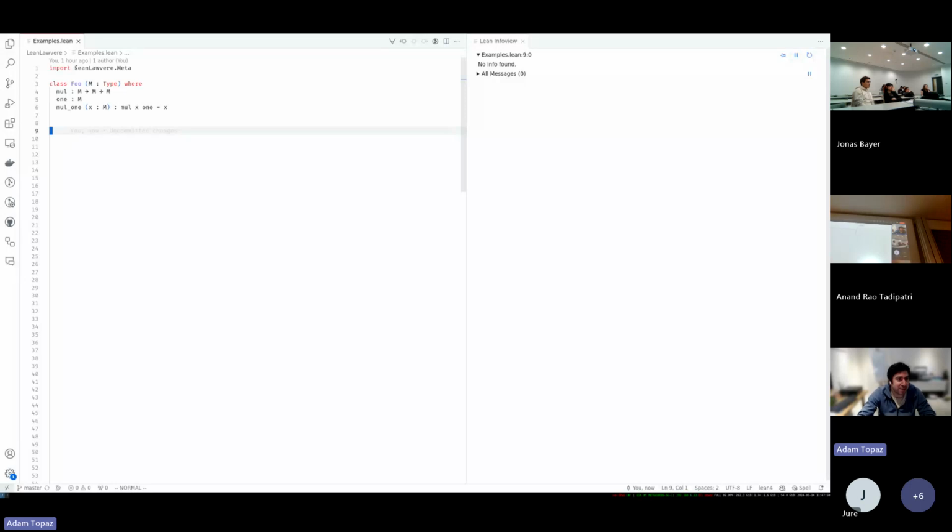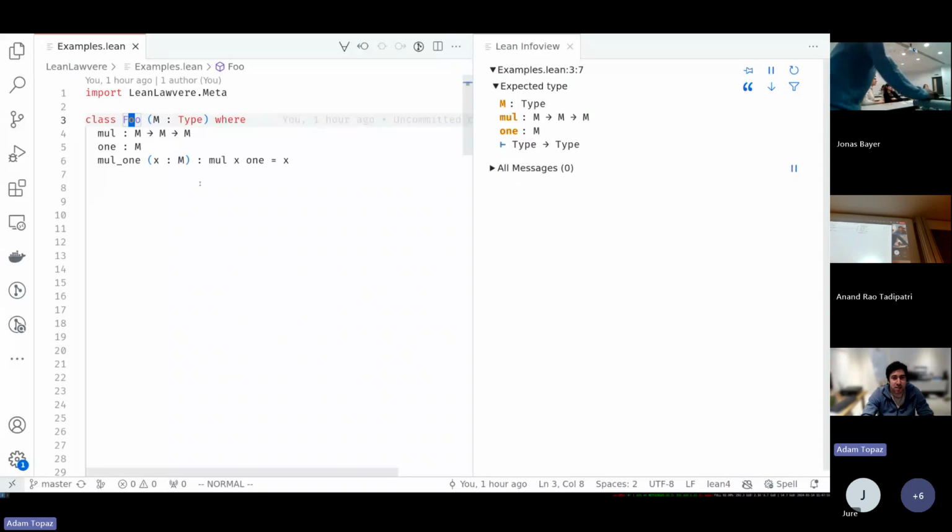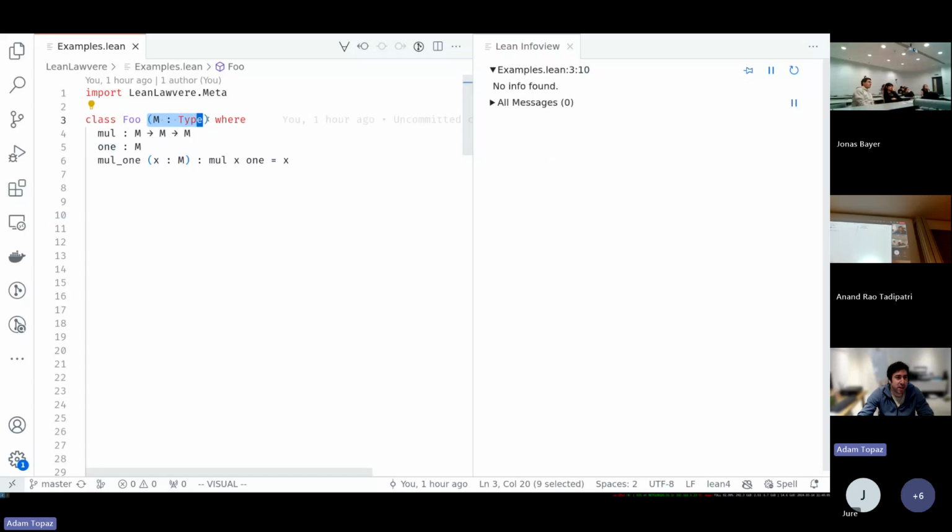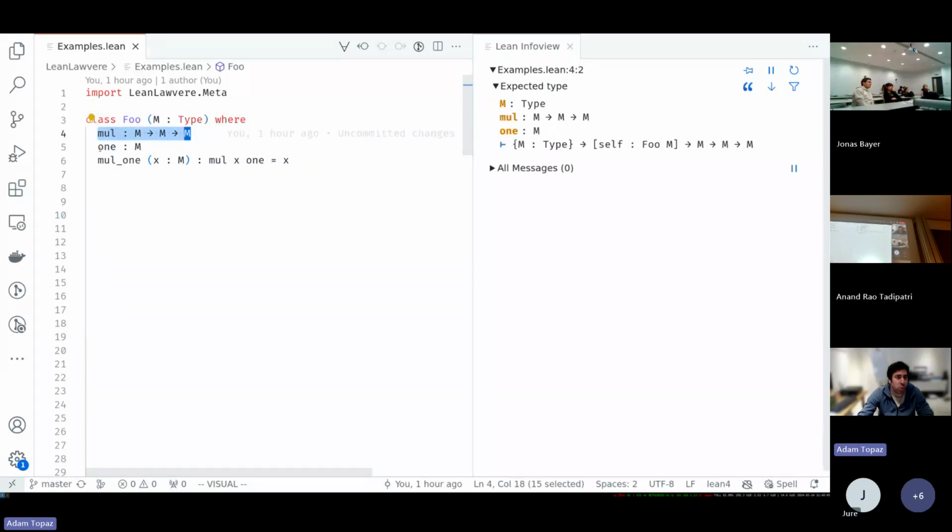So this is a very basic class I called foo. It's a single sorted class. I just have one type parameter m. It has a multiplication and a 1, and a single axiom that says that when I multiply x by 1, I get x. Okay, quite straightforward.